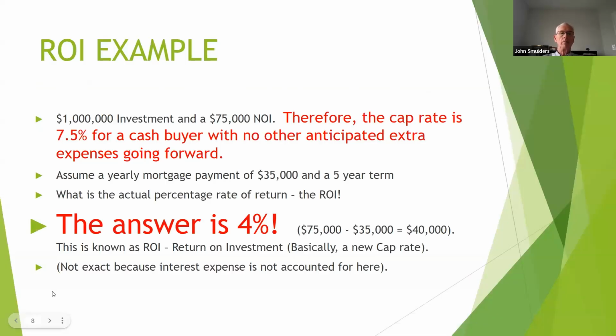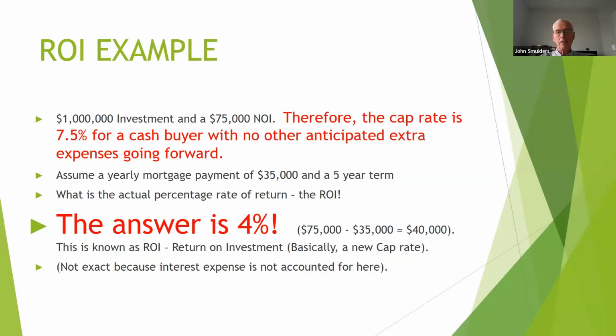So here's an example of an ROI. There's a $1 million investment and a $75,000 NOI. Pretty straightforward. The cap rate is 7.5% for a cash buyer with no other anticipated extra expenses going forward. Pretty straightforward. We've been through this in session one. We just had the recap now.